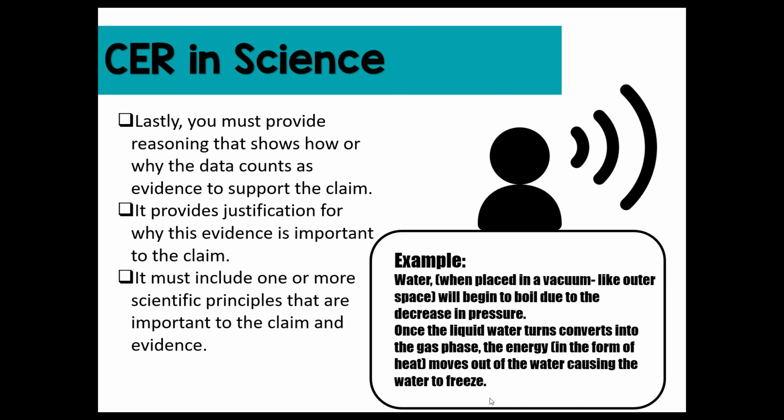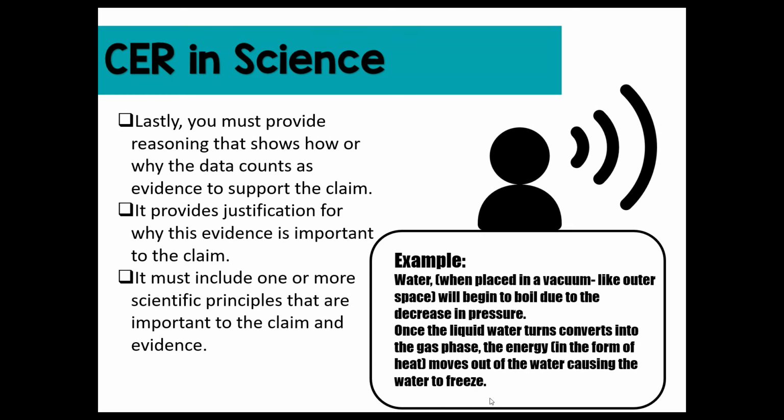Now, the last part of the CER framework is to provide reasoning that shows how or why your data counts as evidence to support the claim. So reasoning is going to be that connection between the evidence and the claim that you're trying to make. It's justification for why the evidence is important to the claim. And it must include one or more scientific principles that are important to the claim and the evidence. So it's going to be a little more lengthy. You're actually providing reasoning. So what's the science behind this?